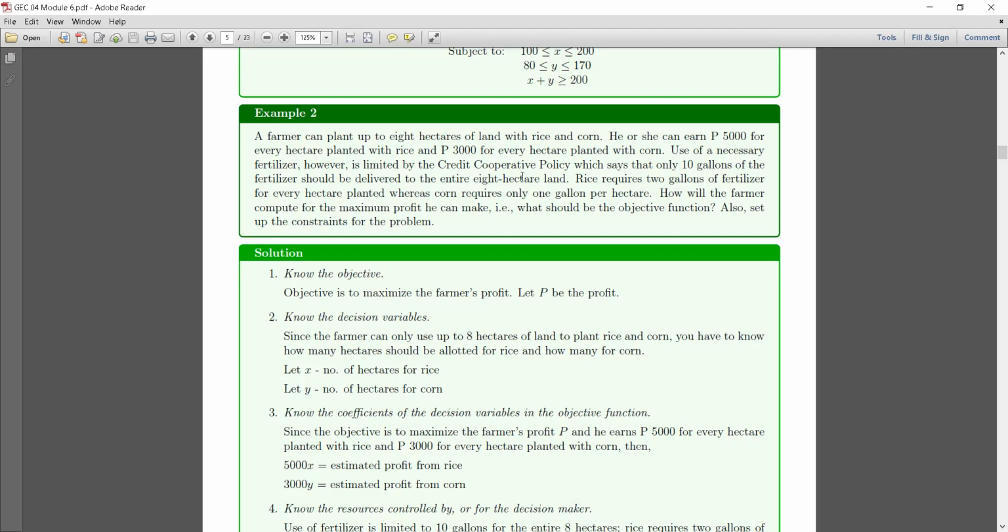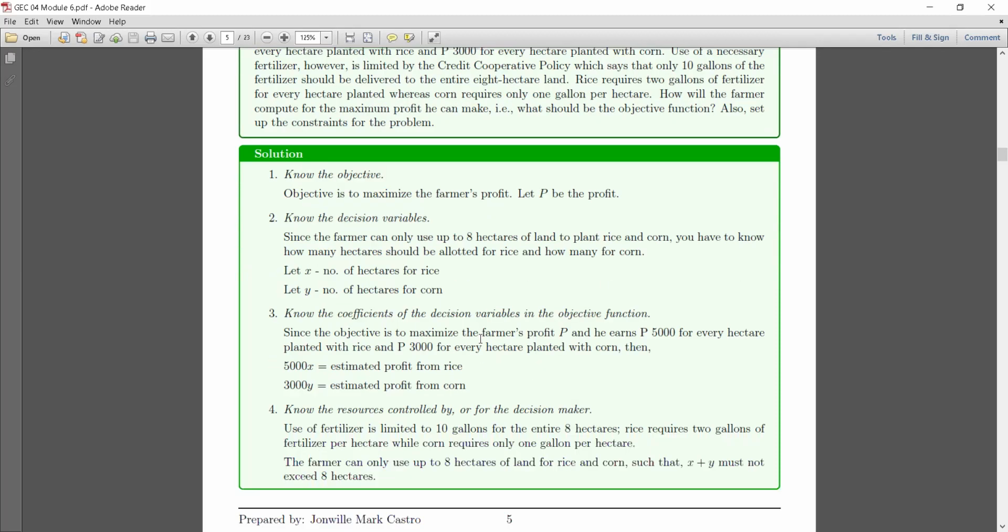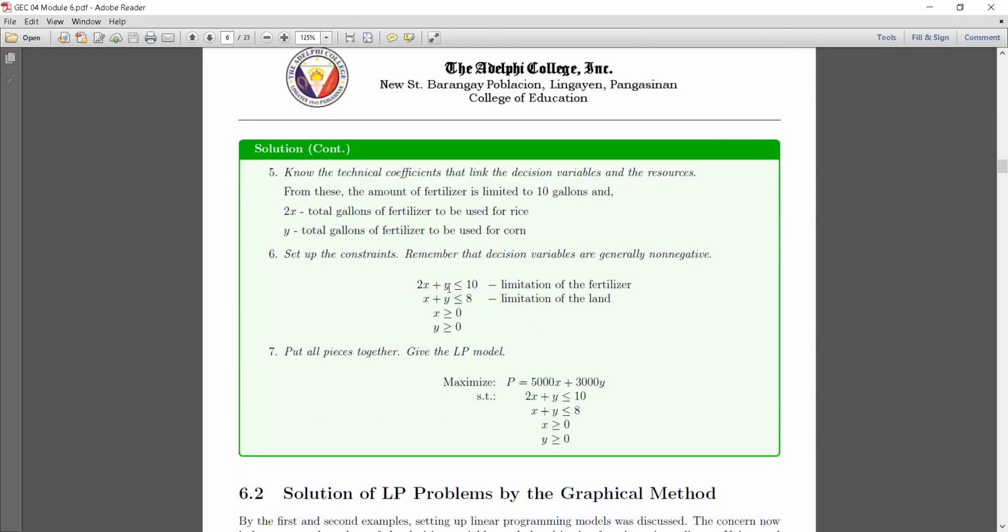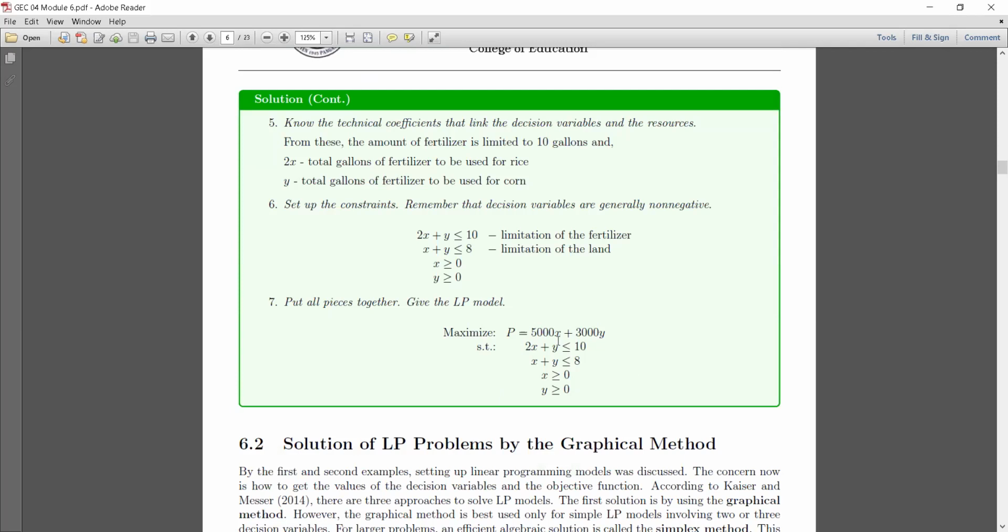Again, balikan natin yung 8 hectares ng land. So, ibig sabihin, yung maitatanim mong rice tsaka corn, less than or equal to 8. So, x plus y less than or equal to 8. Yung una is yung limitation ng fertilizer, kasi 2 gallons for rice, 1 gallon for corn, at limited ka lang to 10 gallons. Yung pangalawang constraint natin, ito yung number ng hectares para sa rice, tapos si Y yung para sa corn. Hindi ka pwedeng lumampas ng 8 hectares. Okay? So pag pinagsama-sama na natin yun, yun na yung LP model natin.